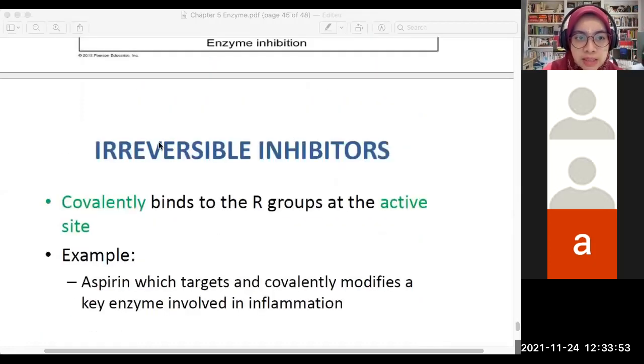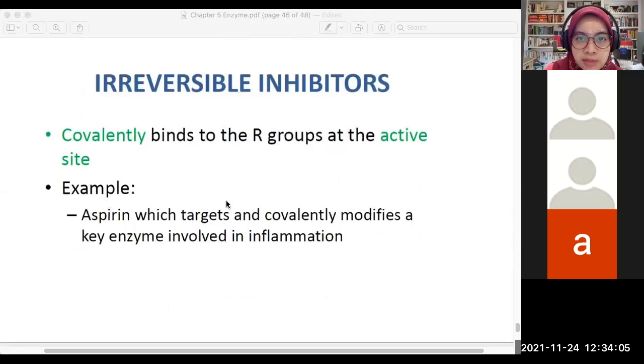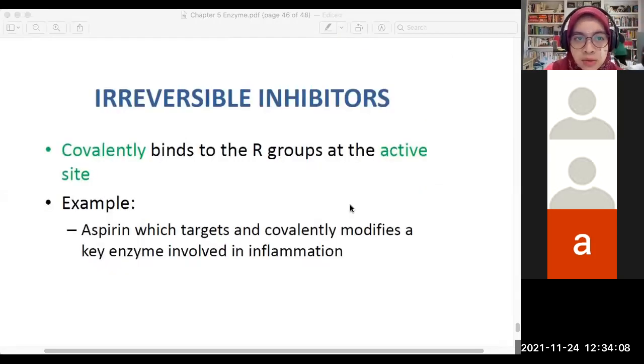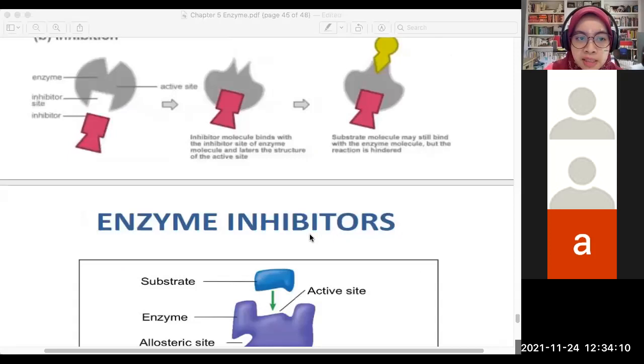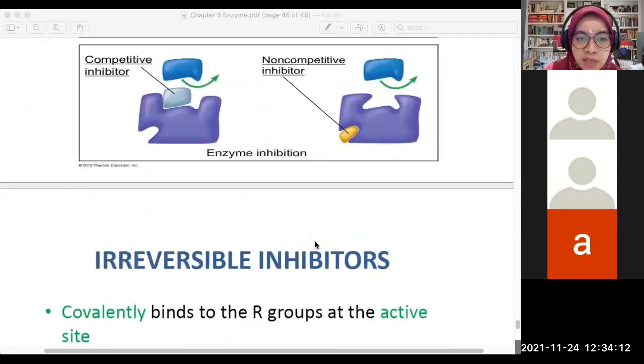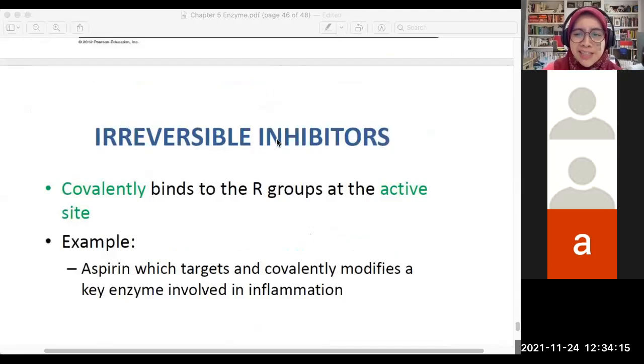In some cases, the inhibitors are irreversible, meaning that they can covalently bind to the side chain of the active site. We don't have the diagram over here. In non-competitive inhibitors, sometimes it can be reversed, but irreversible inhibitors usually will change the side chains within the active site, meaning it cannot be turned back into the normal or physiological structure of the active site.